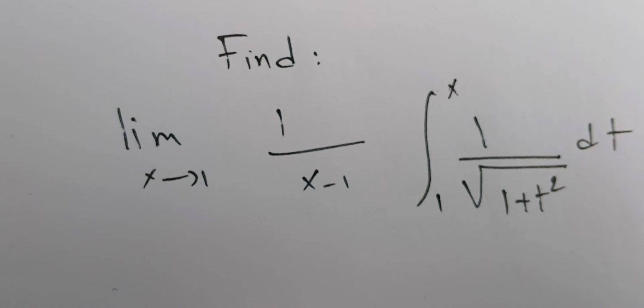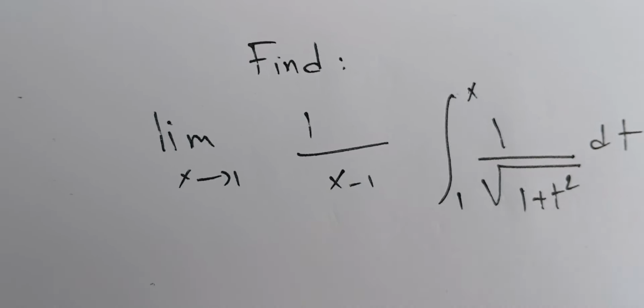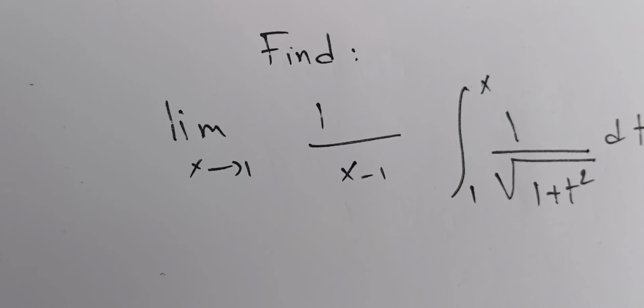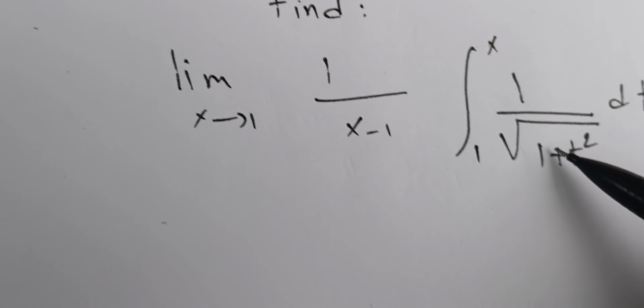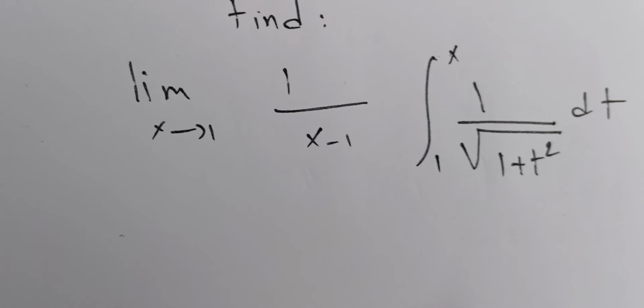Welcome back. In this video, we're going to try to find the following limit: as x goes to 1 of 1 over x minus 1 times the integral between 1 and x of 1 over the square root of 1 plus t squared dt.